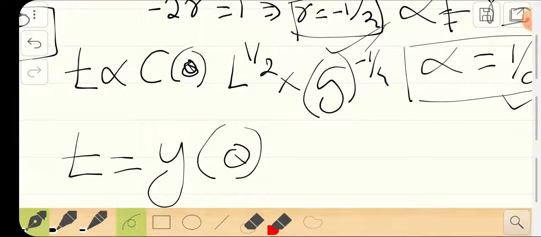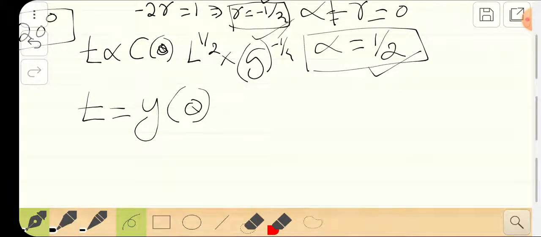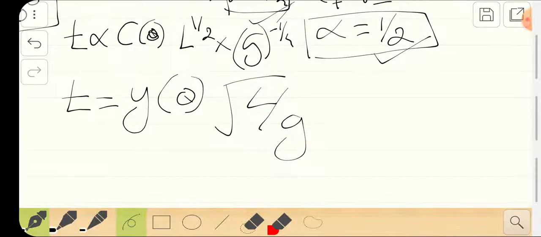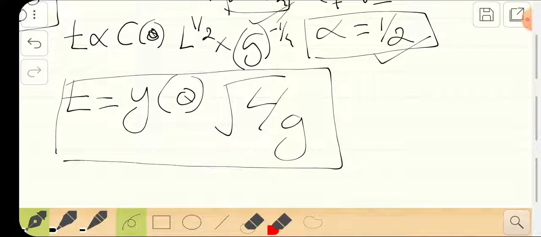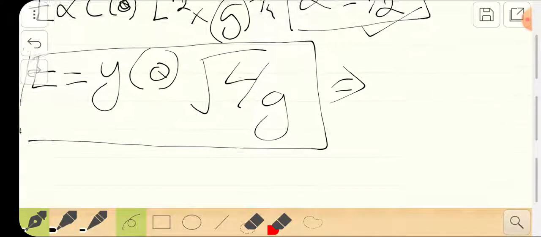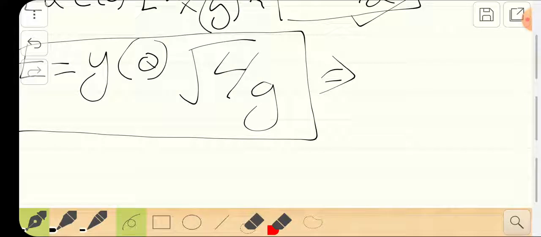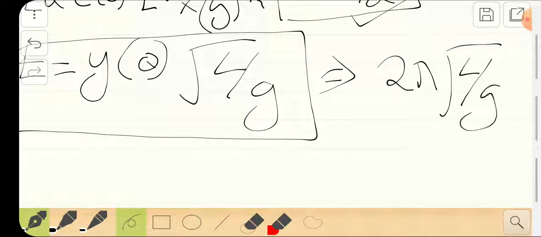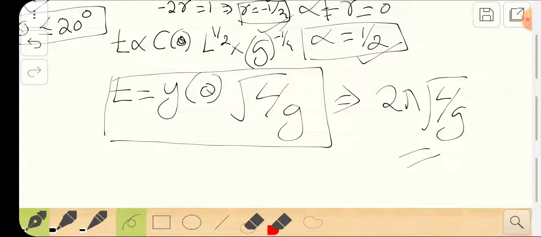So it will be a function of theta anyway, times L raised to 1 by 2, so it's square root of L by G, right? So that's the equation of time period. In the future, when we do this problem using physical principles rather than dimensional analysis, we will find that it will be 2 pi root L by G. So you can see how correlated and correct our intuition was by just using dimensional analysis.